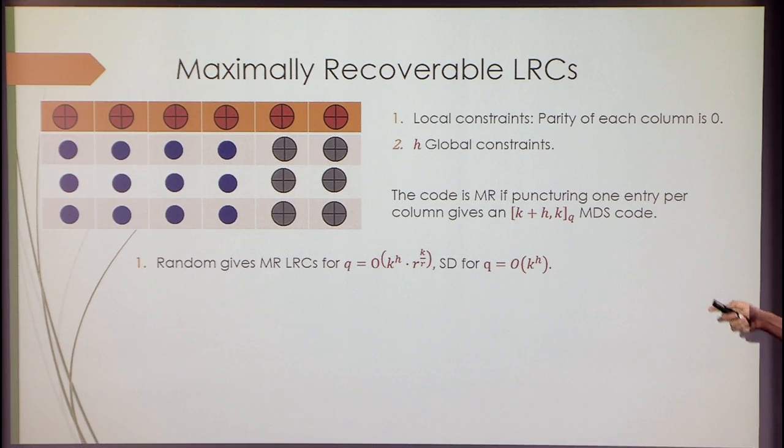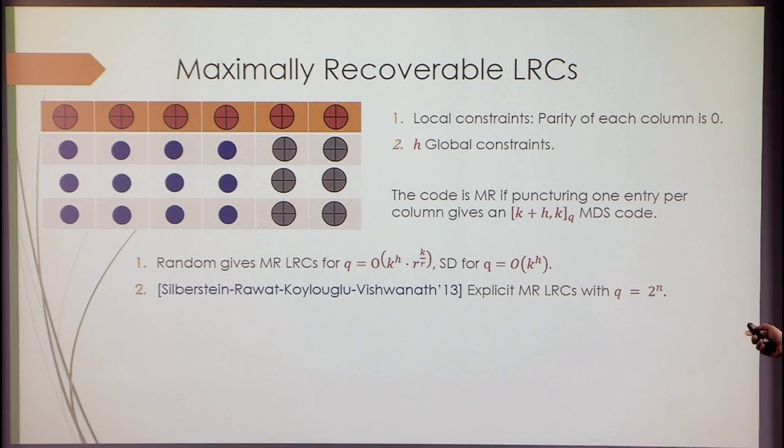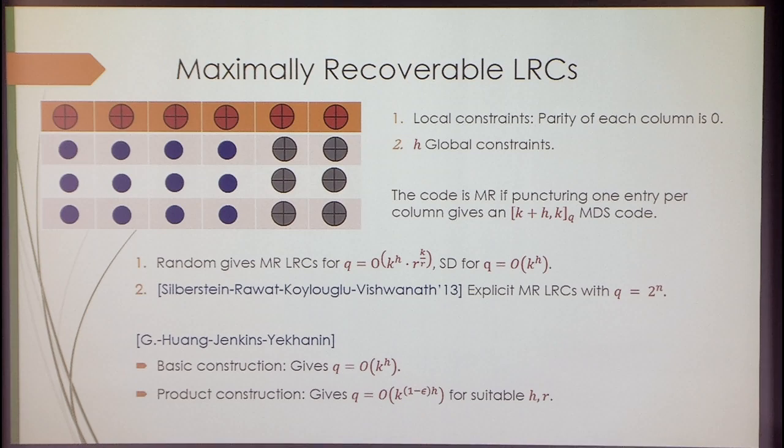Okay, so in this setting, the upper bound for random will be pretty bad because, as I said, you need a whole lot of MDS codes. We know we can get it with exponential field size, and I should also cite this other construction which would also give you maximally recoverable codes with exponential field size.